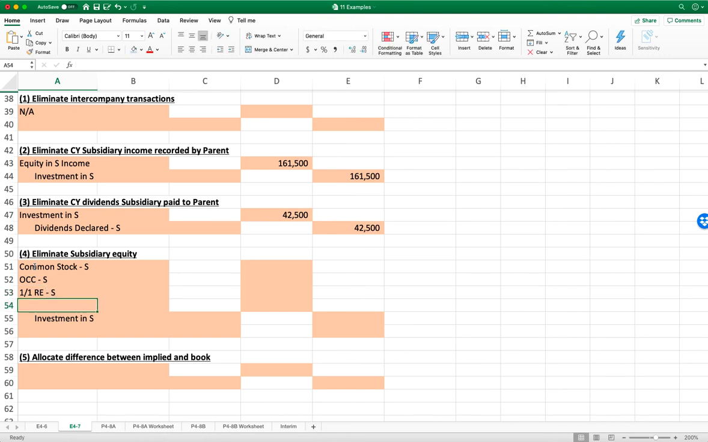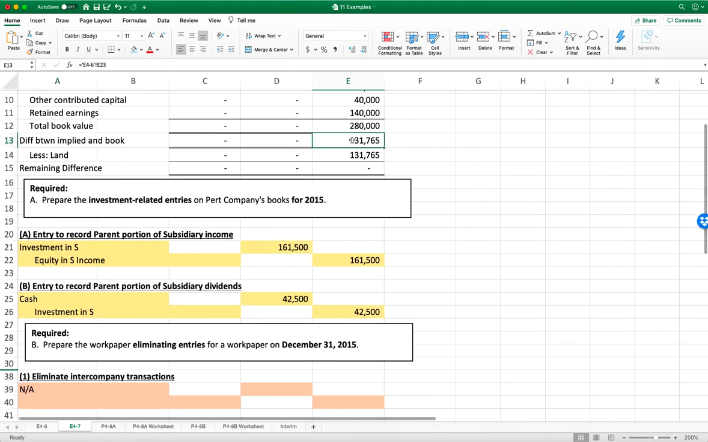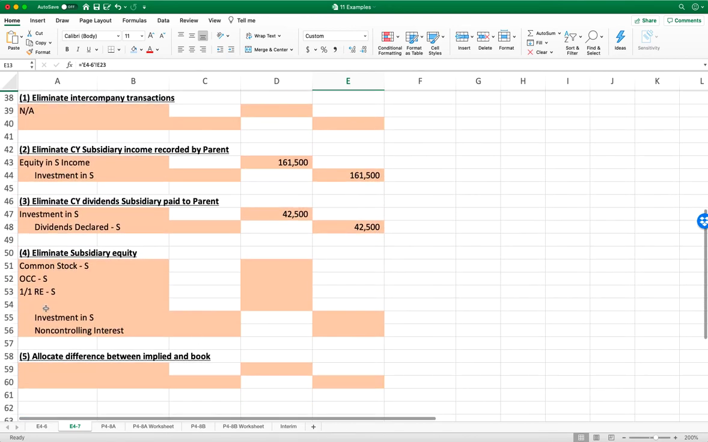Then if we own anything less than 100%, we know we're going to need to establish a non-controlling interest. Given we have an 85% interest, we're going to need to create that non-controlling interest account, and that is an equity account, so we're going to create it using a credit. And then finally, we have our difference between implied and book, which was positive when we initially calculated it, which means it will be a debit in this entry.